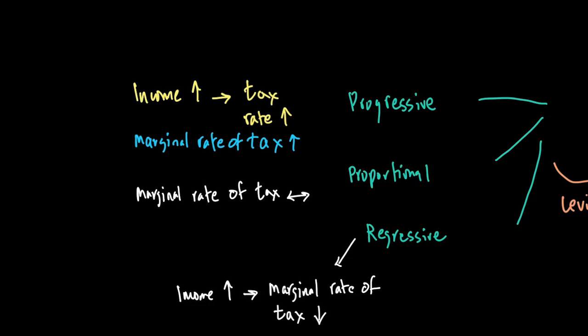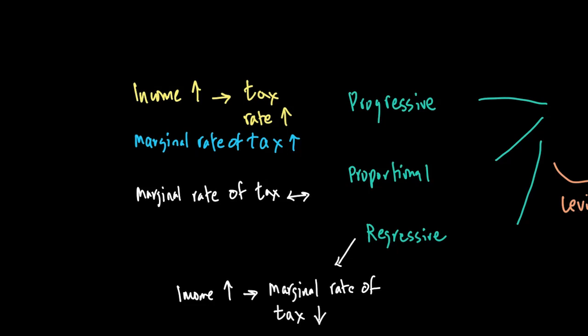In other words, the tax rate does not change when income changes. So progressive taxes have an increasing marginal rate of tax, while regressive taxes have a decreasing marginal rate of tax. And proportional taxes have a constant marginal rate of tax.